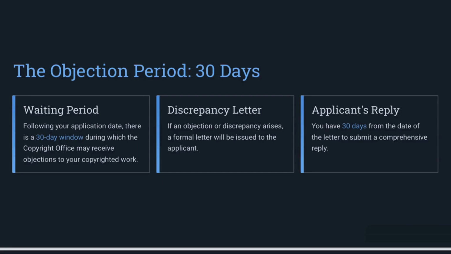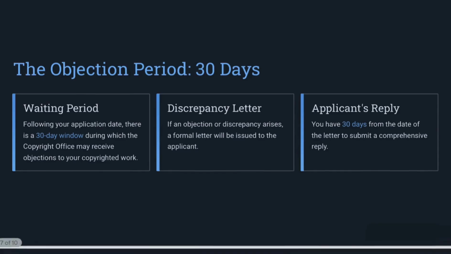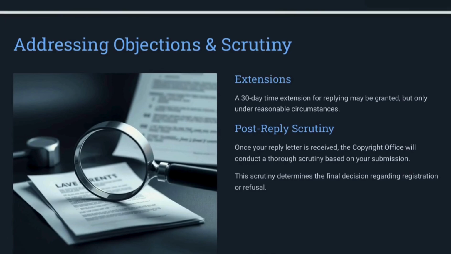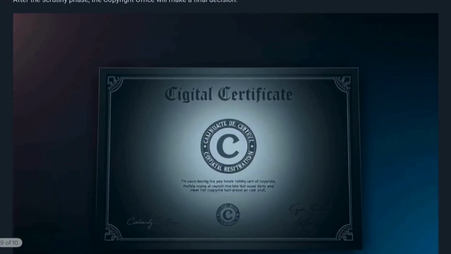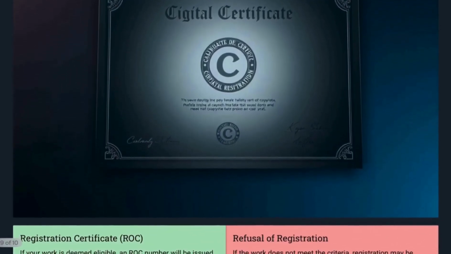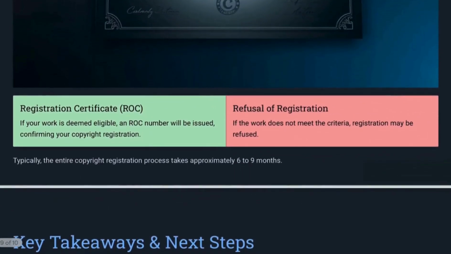After the reply letter to counter the discrepancy letter has been sent on the part of the applicant, based on such replies, scrutiny will happen, looking at how the author or the applicant had responded to that discrepancy. After analyzing all this, the Copyright Office will decide either to register the copyright work or refuse the registration. If the Copyright Office finds that the work could be registered as copyright, it will issue a ROC number, and that ROC number is very important. Whenever a ROC, that is a registration certificate, is issued regarding the registration, we can confirm that the copyright has been registered. The whole process will take approximately 6 to 9 months, and that's about the copyright registration.